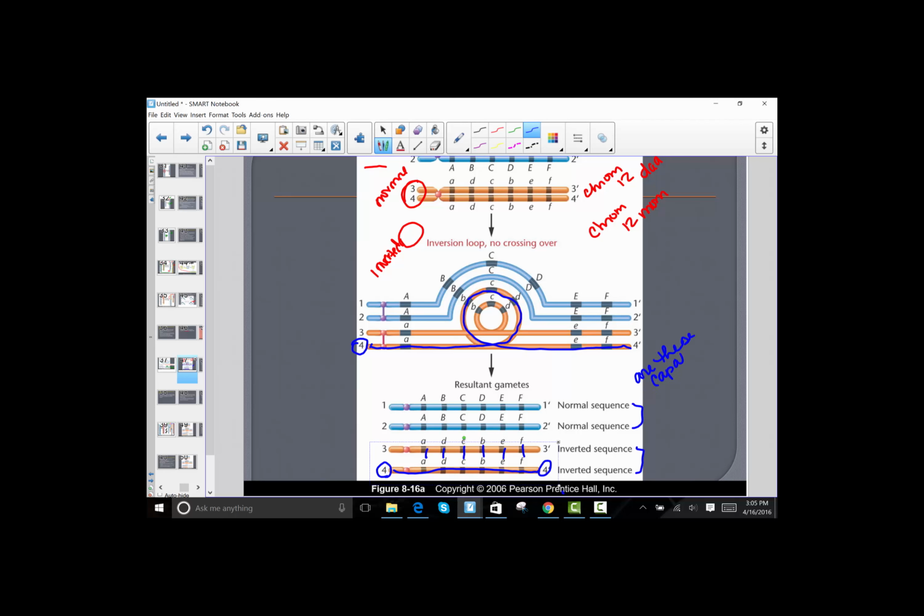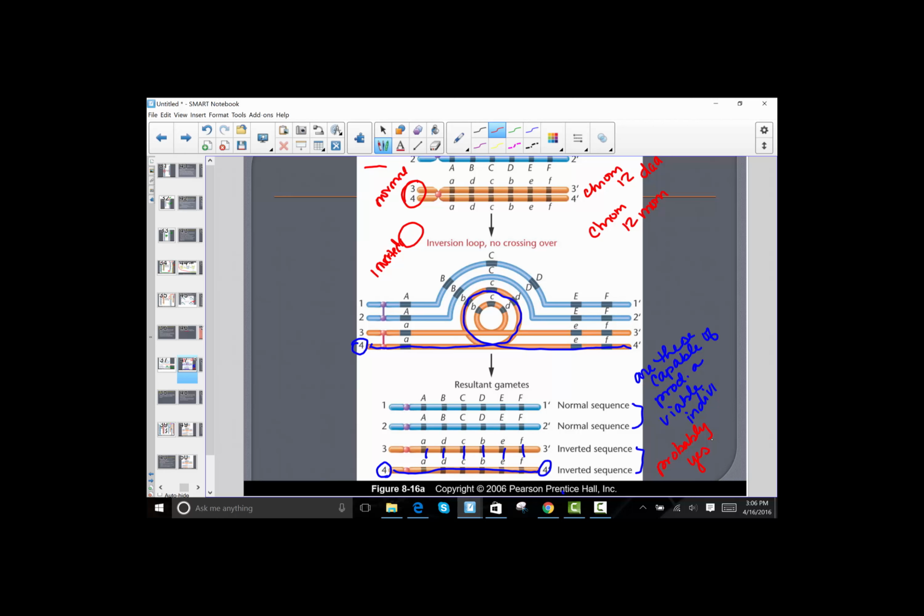So are these capable of producing a viable individual? So the answer is actually probably yes. Because they have all of the genes that they need. So none have been lost, none have been added, none have been duplicated, but they are in a different order.